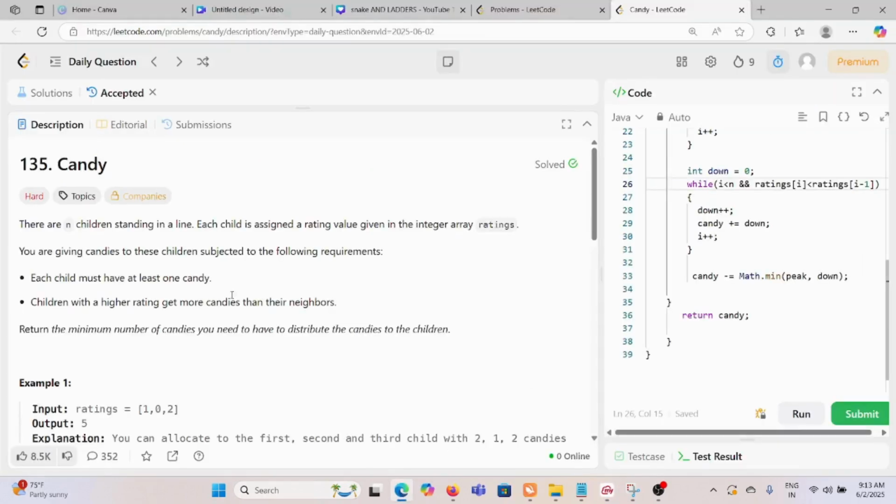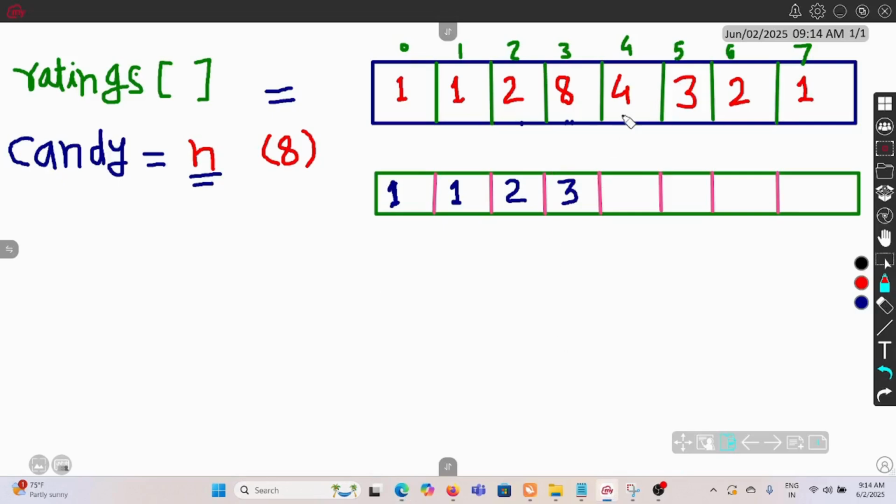And you are given candies to distribute to these children, but we have the following two rules. One rule is each child must have at least one candy. It doesn't matter what their rating is, but at least one candy they will definitely get. The second one is children with a higher rating get more candies than their neighbor. Neighbors are the left side or right side.